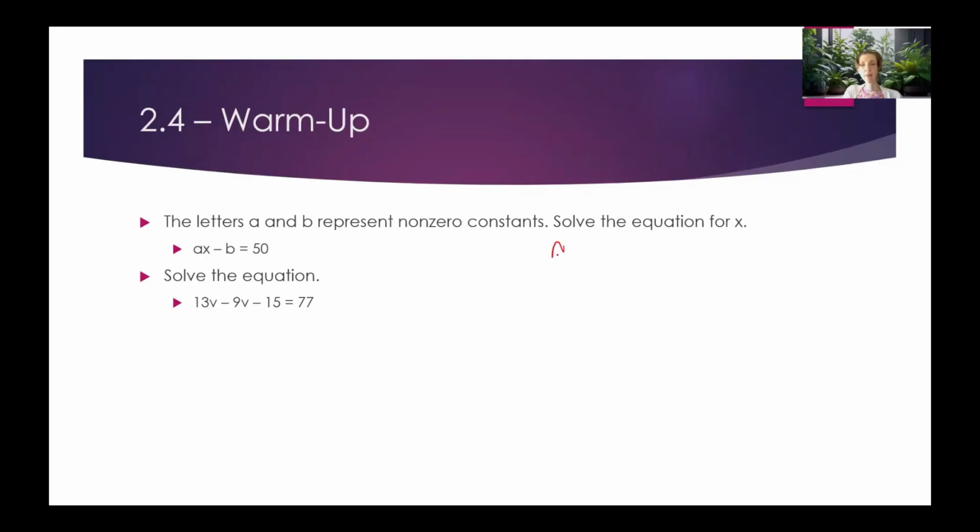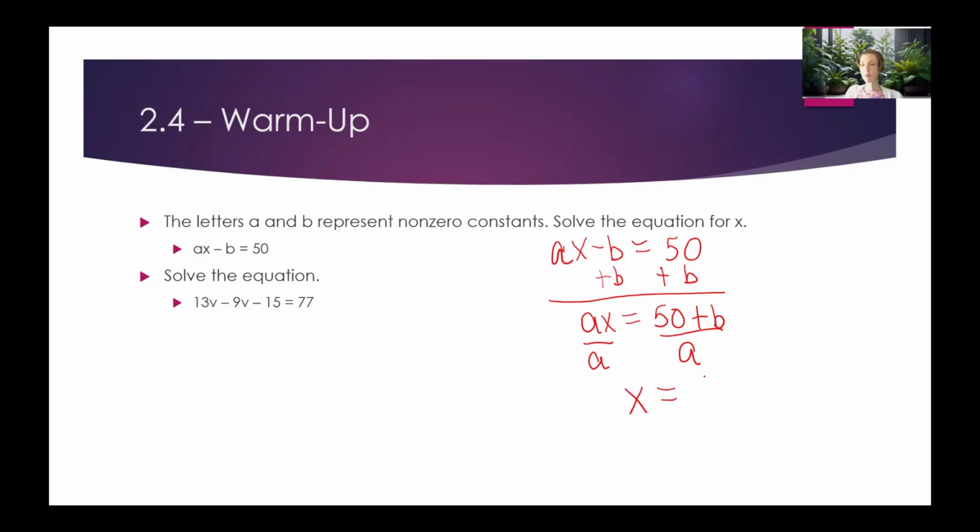All right, so we have ax minus b equals 50. So that means we want to get x by itself, right? So we want to do the opposite of subtracting, and we want to add b to both sides. And then here we're doing a times x, so we want to divide then by a, right? So we get x equals 50 plus b, whoops, divided by a, okay?